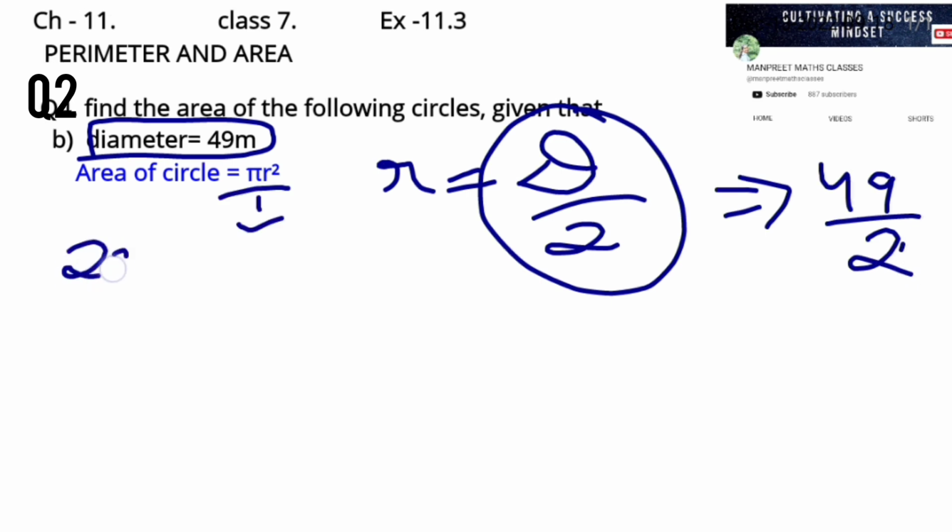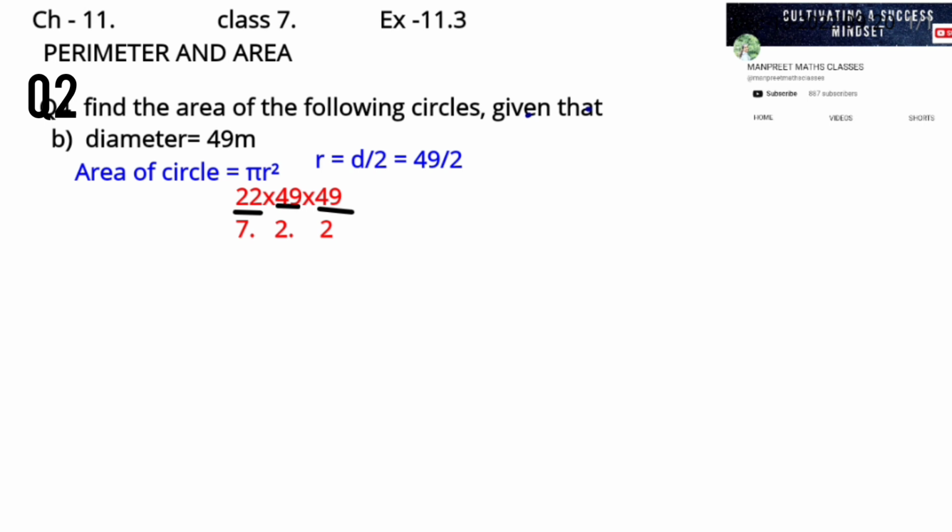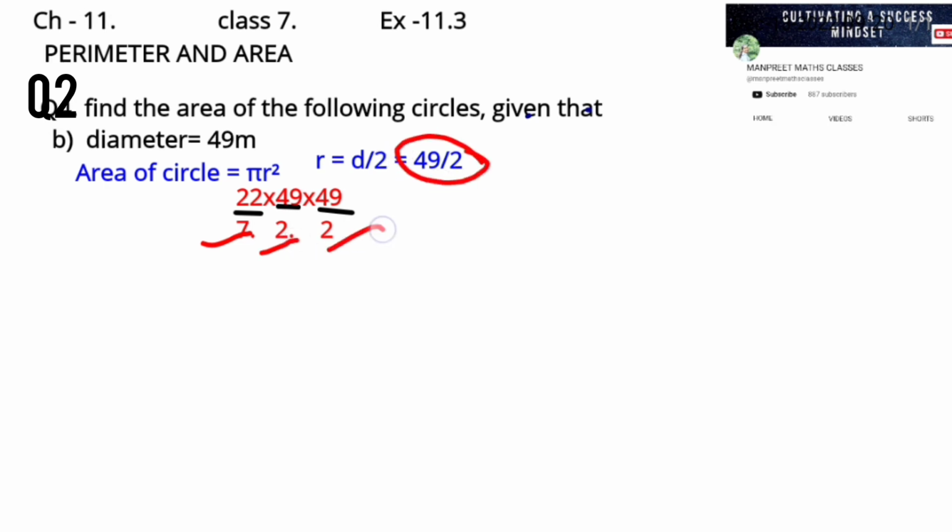Pi means 22 upon 7. R you have calculated just now, 49 upon 2. So we'll put it. I have written the values, in place of pi 22 upon 7, and r square means r into r. We have calculated r here, 49 upon 2. Now let's see what we can cancel. We can cancel this. 7 1s are 7, 7 7s are 49. Again we can cancel it here. 2 1s are 2 and 2 11s are 22.